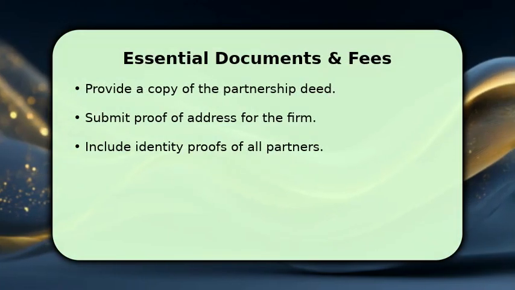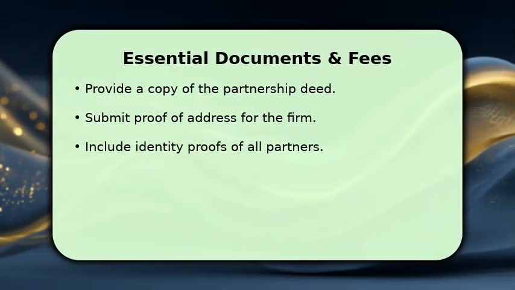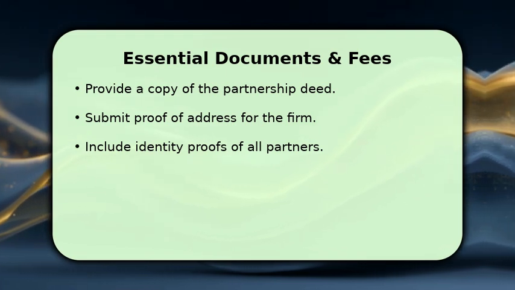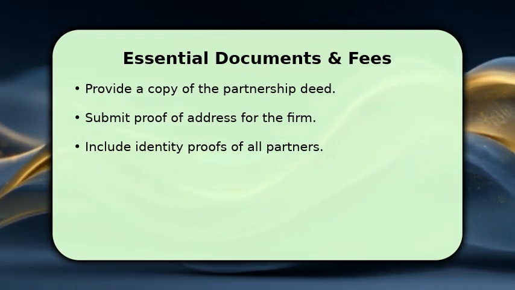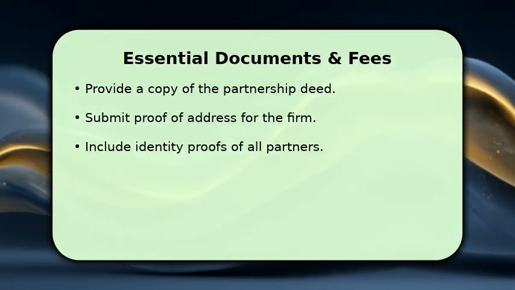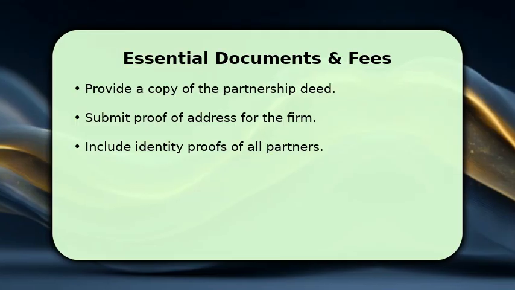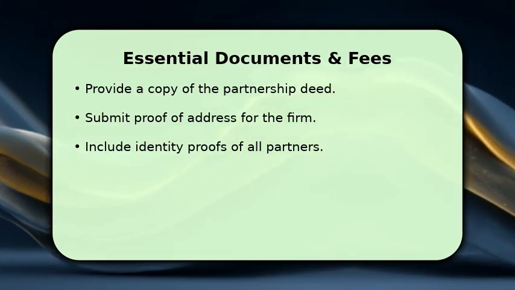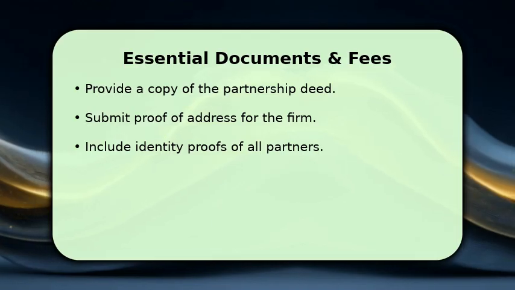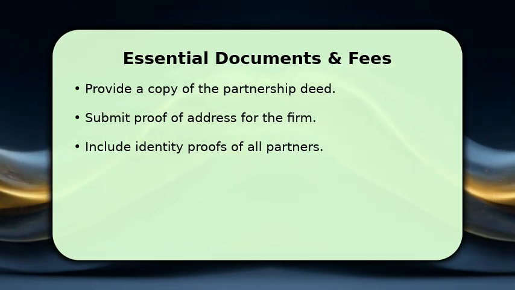When applying, you must provide a copy of your partnership deed, which is crucial for verification. Additionally, submit a valid proof of address for your firm, such as a utility bill or rental agreement. Don't forget to include identity proofs for all individual partners. The application fee is typically around 107 rupees, which you can pay online or through a demand draft.